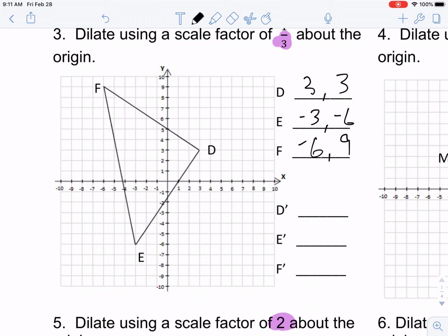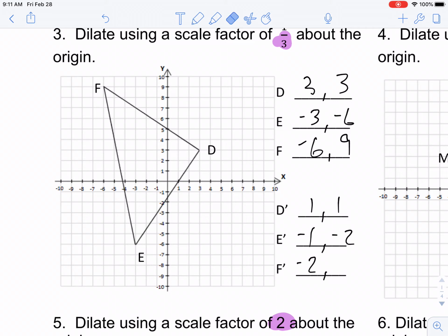So 3 divided by 3 is 1. 3 divided by 3 is 1. -3 divided by 3 is -1. -6 divided by 3 is -2. -6 divided by 3 is -2. 9 divided by 3 is 3.